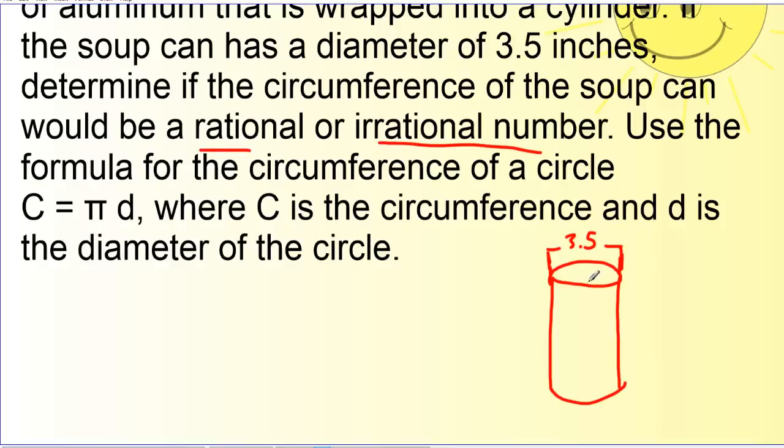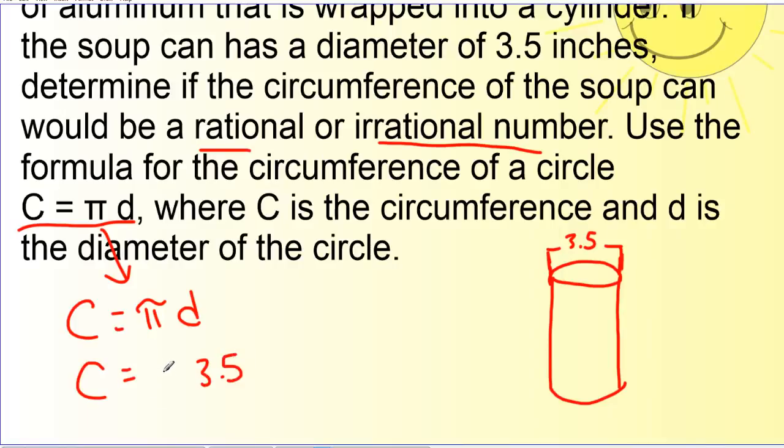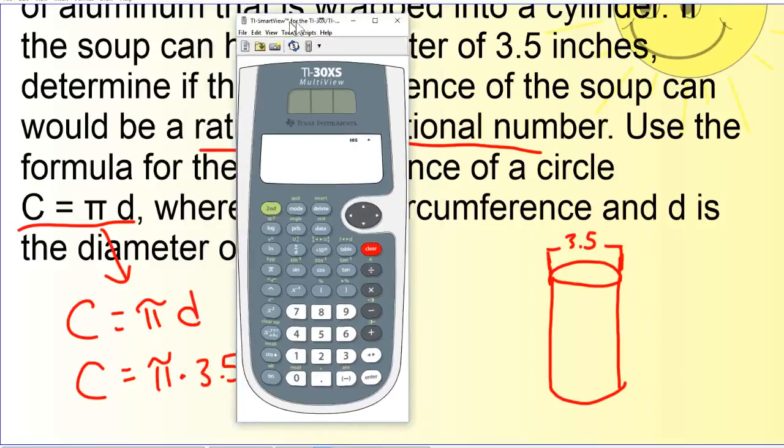So is the circumference rational or irrational? Use the formula for the circumference of a circle, C equals pi d, where C is the circumference and d is the diameter. Okay, they give us a formula, we write down the formula. There's a reason they gave it to us, it's because we have to use it. Now, I'm going to plug in what I know. They want us to find the circumference. I don't know that. They told me the diameter is 3.5. I know pi is pi, or 3.14.